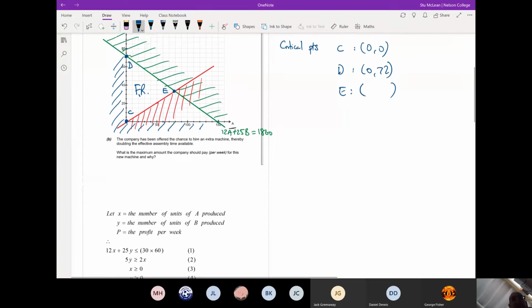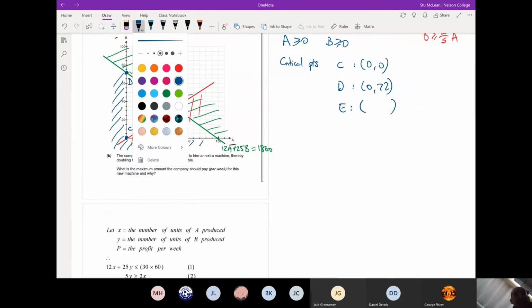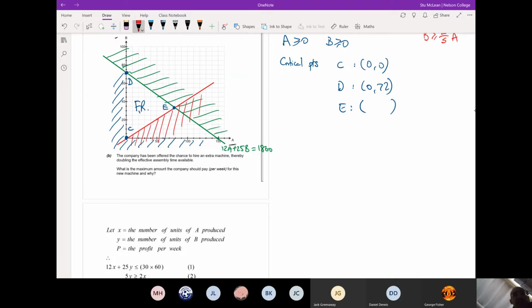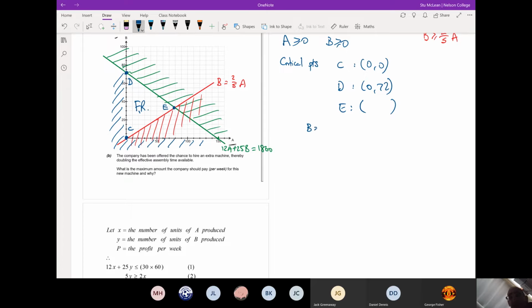So we're going to do some simultaneous equations to find point E. What was the equation of that line? That is B equals 2/5 A. So when I'm finding point E, I'm solving simultaneously the pair of equations B equals 2/5 A and 12A plus 25B equals 1800. I'm going to use substitution this time. Wherever B is in this equation, I'm going to put 2/5 A.